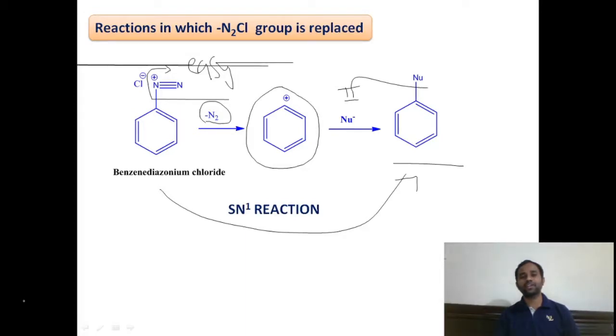Right? This benzene diazonium chloride will undergo nucleophilic substitution reactions with a variety of nucleophiles. Right? This benzene diazonium chloride is an important synthetic reagent in the hands of synthetic chemists. It is an important tool in the hands of synthetic chemists. We use this benzene diazonium chloride as a very good precursor to prepare a variety of compounds, which we see in the coming slides.